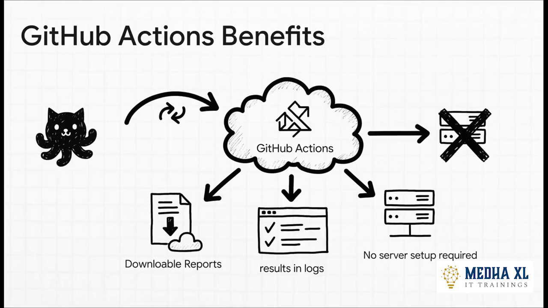And this is where the power of this approach really shines. Your API tests just automatically run every single time code is pushed. The results are right there in your pull request for everyone to see. And honestly, the best part, you don't have to install, update, or maintain any servers. It all just runs in the cloud.